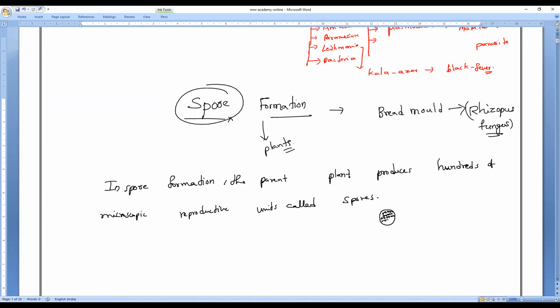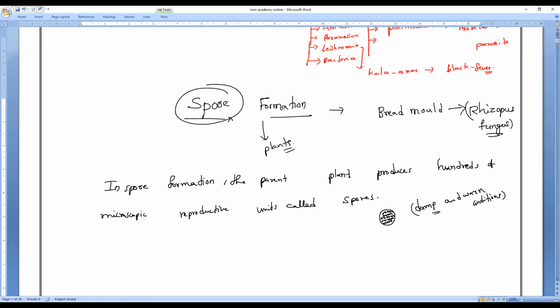When they burst, like small flowers you can see, that is when they get favorable conditions. What are the favorable conditions? Like damp air, moist air, so damp and warm conditions. If these kinds of conditions are favorable, if the atmosphere is favorable to them, they will start producing new plants. That is what is called spore formation. First, they form small units, hundreds of small microscopic reproductive units, which we call spores.